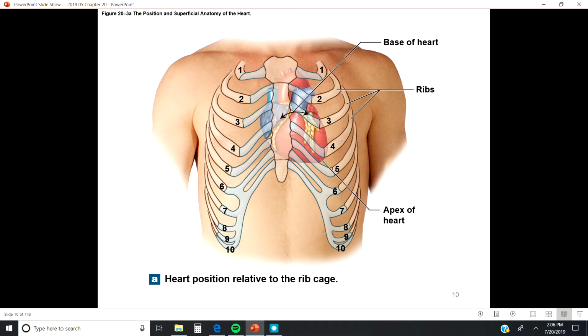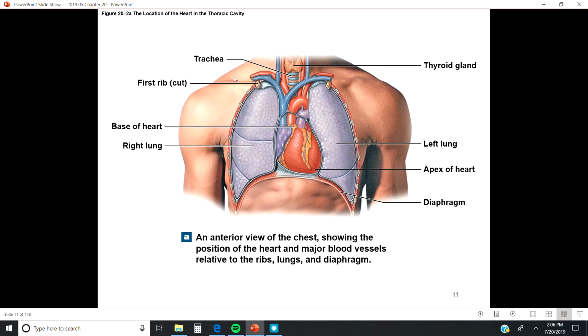If you drew an imaginary line from his clavicle, right, it would be right about mid-clavicular, for the most part. Right. So now, what is this mediastinum? Let's take a look here.